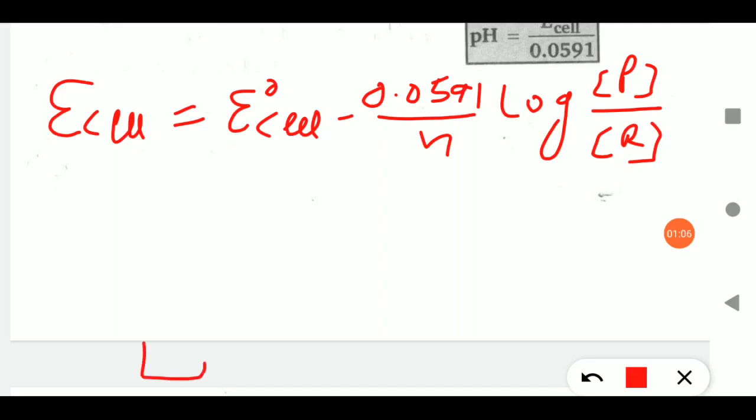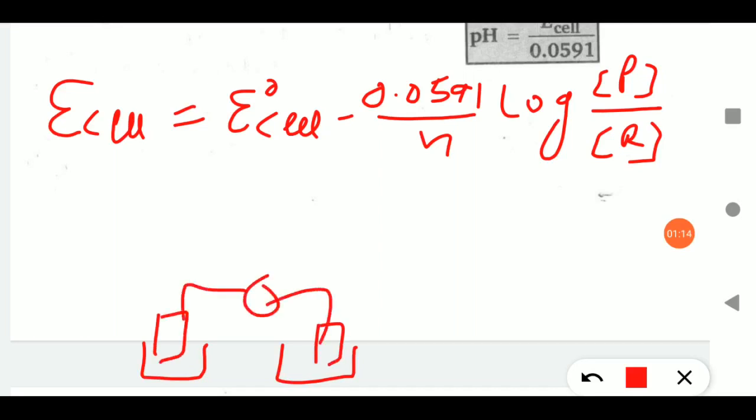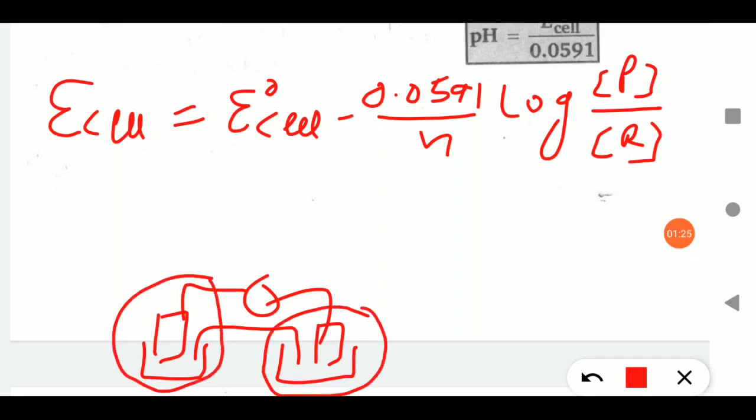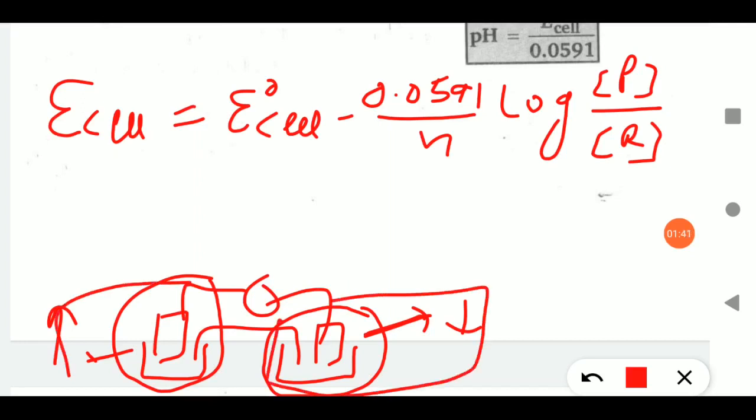Suppose I have two cells, cell number 1 and cell number 2. These are half cells, and they are connected with each other through a salt bridge. After some time, the potential difference of these two cells will be the same. The potential of the cell on the right-hand side will decrease and the potential of the left-hand side will increase, and there will be a condition when both cells have the same potential. So what will be the value of E cell?